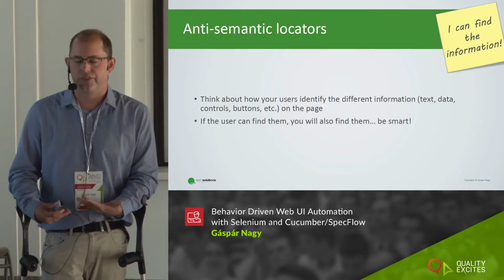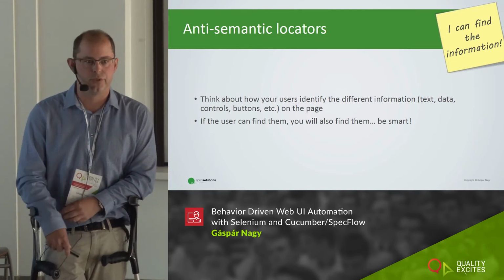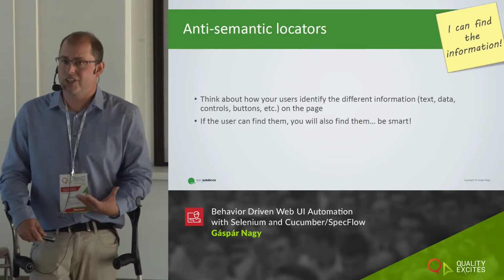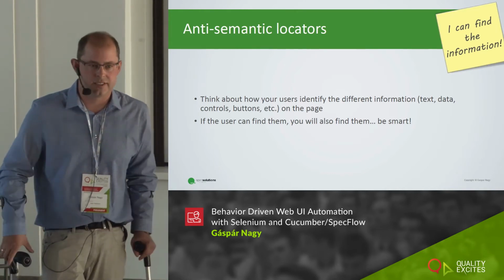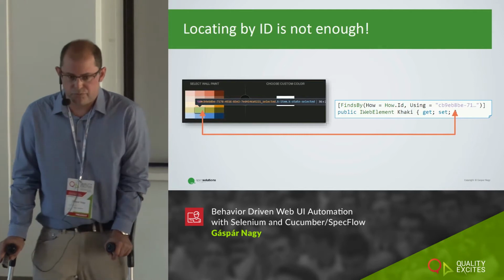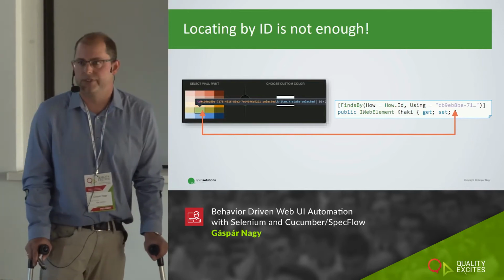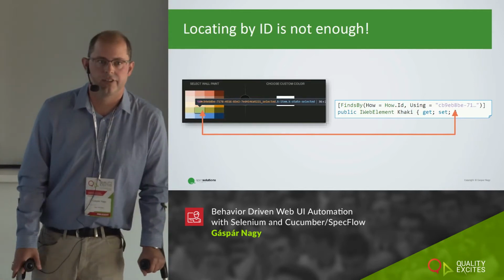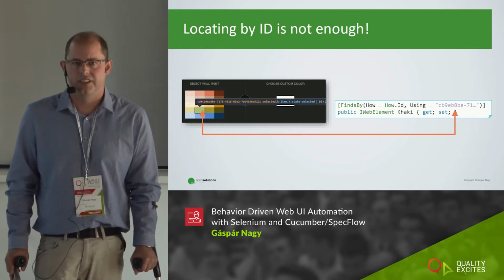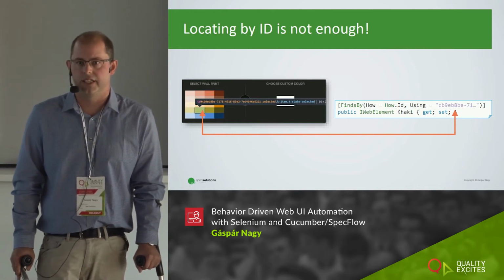But this is just because we don't think through the eyes of the user. So just think about how your users are finding these things. And of course, many people said to that, yeah, let's use IDs everywhere. Let's make an ID of every element. But ID is just not enough, at least not necessarily enough, right?